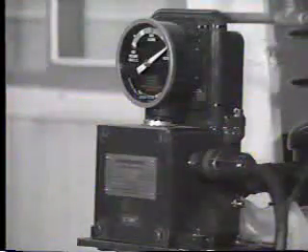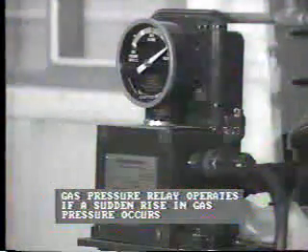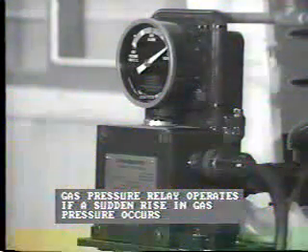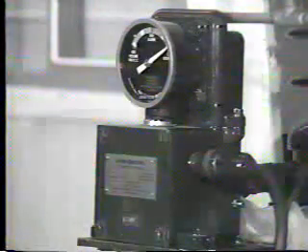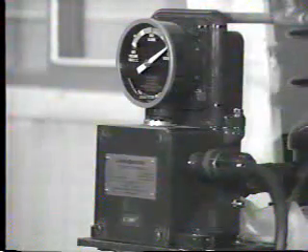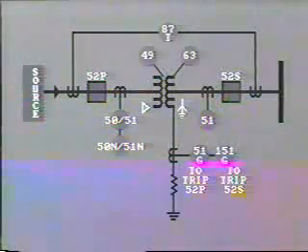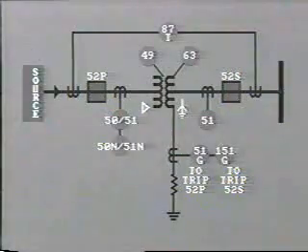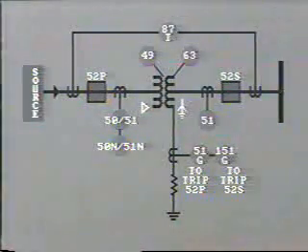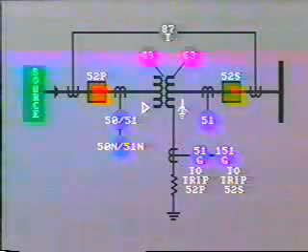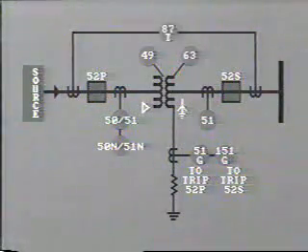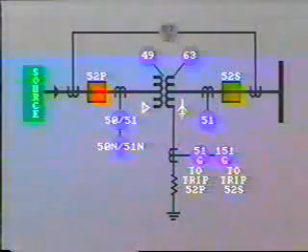The gas pressure relay, as its name implies, operates if a sudden rise in gas pressure occurs inside the tank. For example, if heat is generated in the oil by an electric arc. These relays are quite sensitive and can often detect a fault before it develops severely enough to operate the differential protection. Differential protection is the preferred method of protecting transformers against internal phase-to-phase faults or phase-to-ground faults. It is connected right across the transformer, including the primary and secondary breakers.